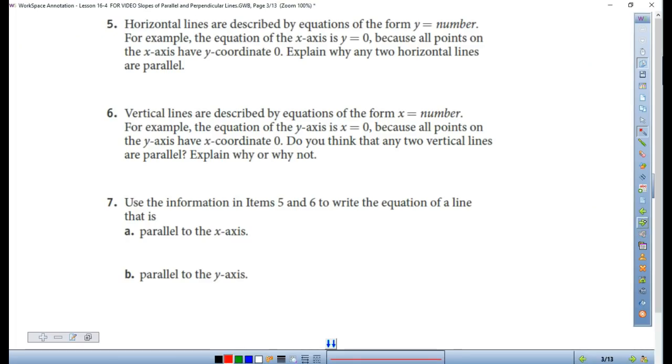Horizontal lines are described by equations of the form y equals a number. For example, the equation of the x-axis, which is a horizontal line, is y equals 0, because all points on the x-axis have a y-coordinate of 0. So explain why any two horizontal lines are parallel.